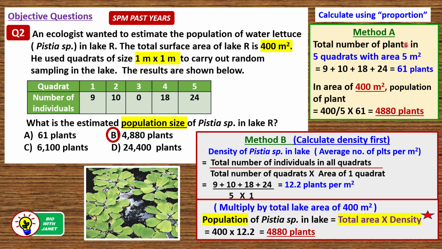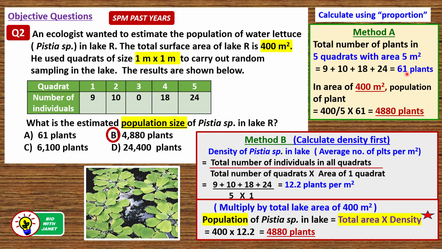The first one is just by using common sense, calculate using proportion. So method A is like that. Total number of plants in the 5 quadrats with area 5 meters squared. Now each quadrat is 1 meter by 1 meter, so the area is 1 meter squared. But you have 5 quadrats, so your total area for all the quadrats is 5 meters squared. But first you have to add up all the numbers here. Usually you always have to add up the numbers. So 9 plus 10 plus 18 plus 24 gives you 61 plants. So in 5 meters squared area, that means in the area for 5 quadrats, you have 61 plants in total.